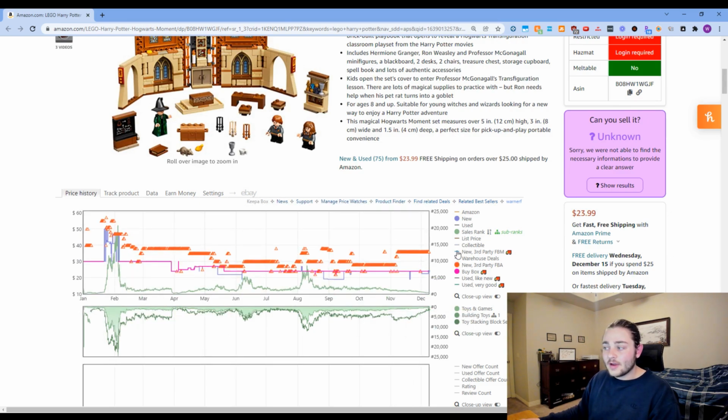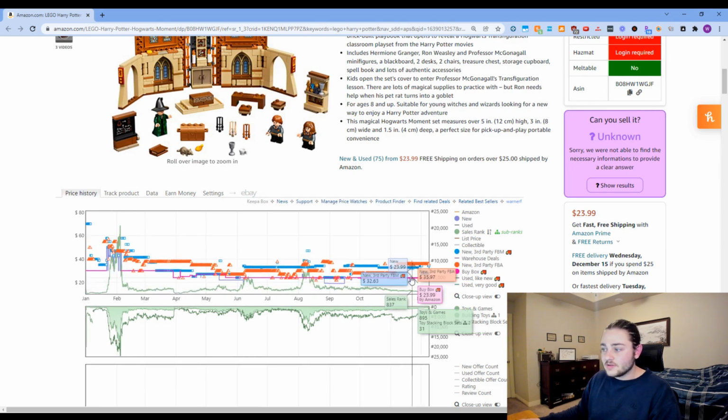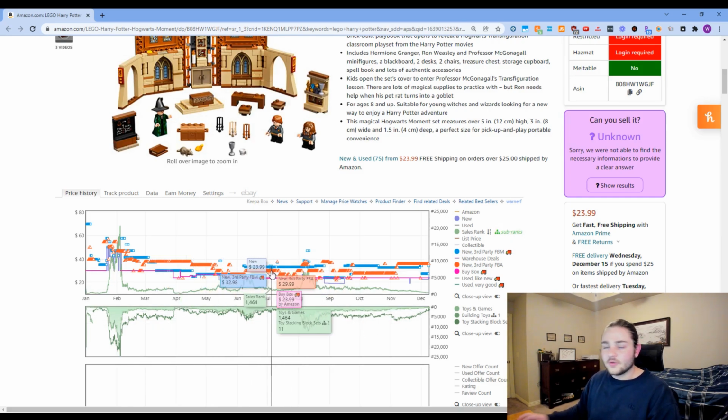And the same applies for FBM. We can go ahead and turn on these little blue boxes, and we can see what people are trying to sell it merchant fulfilled for. Merchant fulfilled, if you're not familiar, if you're brand new to Amazon, that's just when you're shipping directly from you to the customer, versus FBA, which is where you're shipping from yourself to Amazon, and then Amazon ships that order out when the customer buys it.